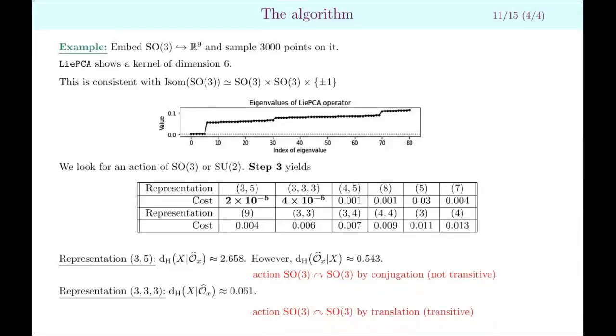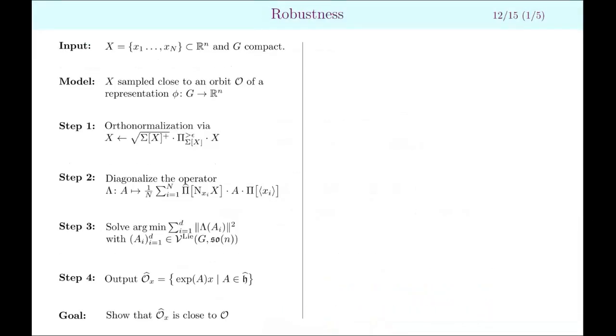Let me say a word about theoretical guarantees. We try to obtain a robustness result. That is something that will tell us that if the input is sufficiently close to an actual orbit, then the algorithm is able to find it. We would like to show that the estimated orbit from an arbitrary point x is close to the underlying orbit.